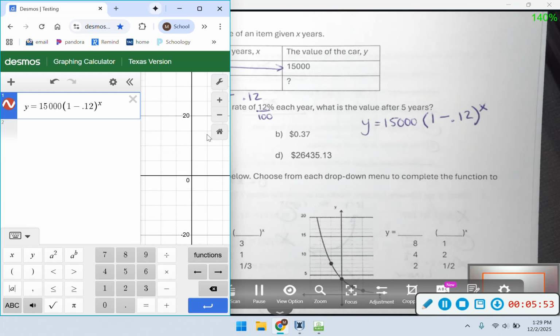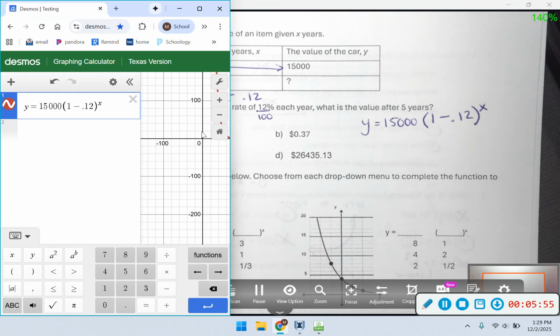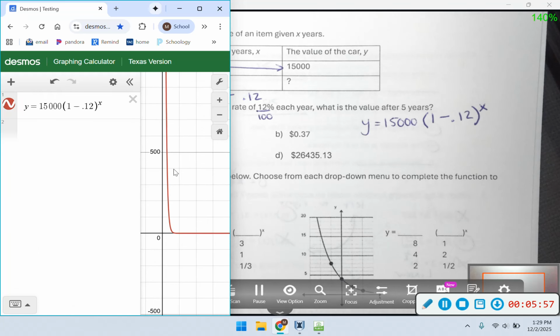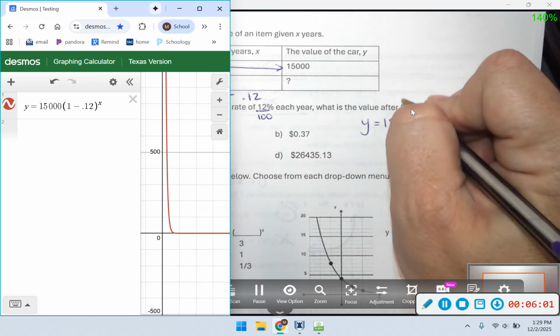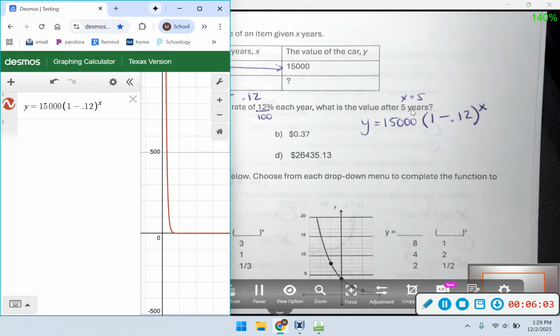Okay, so I realize we have to zoom way out for this one. And sometimes we struggle finding our answers when we have to zoom way out. So what I want you to realize is we're looking for where x equals 5 because time is 5. So I can type x equals 5 here.